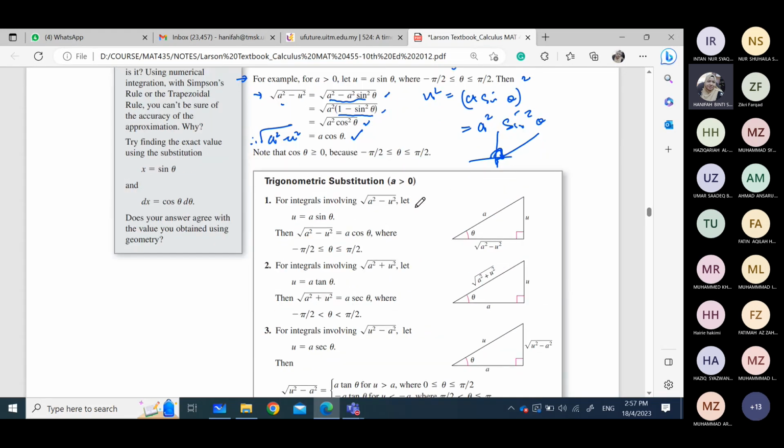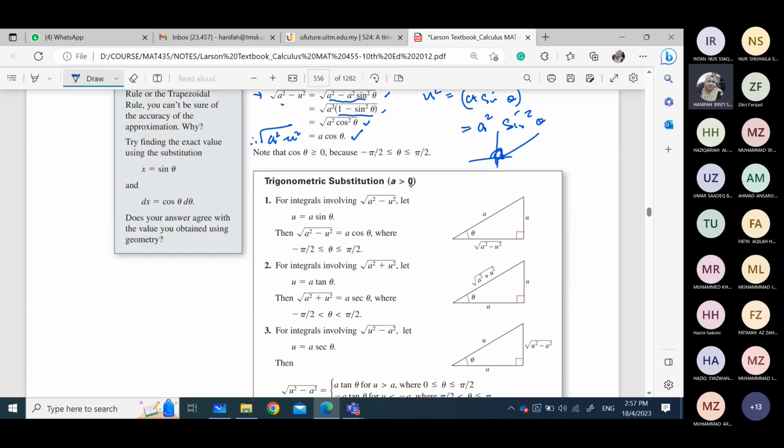Kita ada 3 je untuk trigonometric substitution for A greater than 0, or A is always positive. The first one, if we have this one, square root A squared minus U squared. So the substitution here is U equal to A sin theta. So the diagram is like this. Okay, ini diagram dia lah. So the diagram is based on this one.